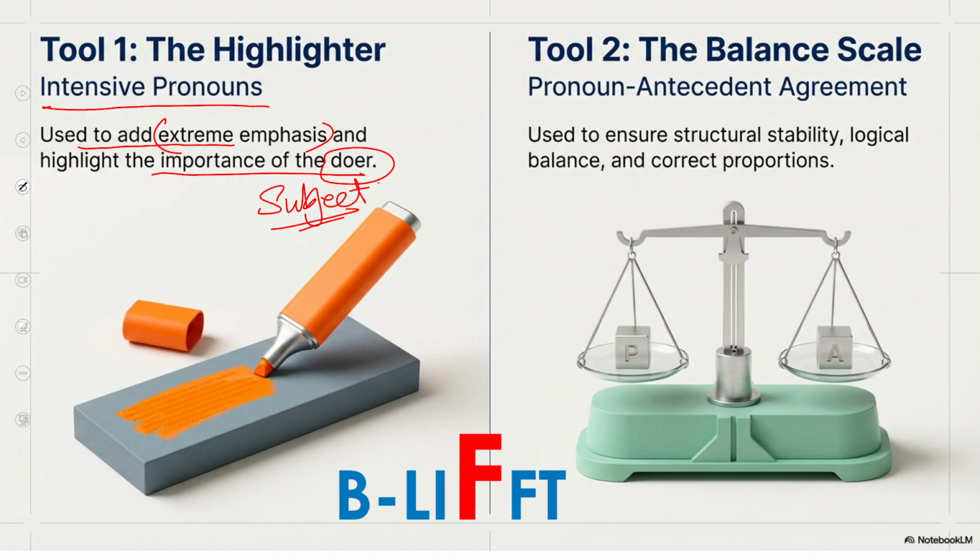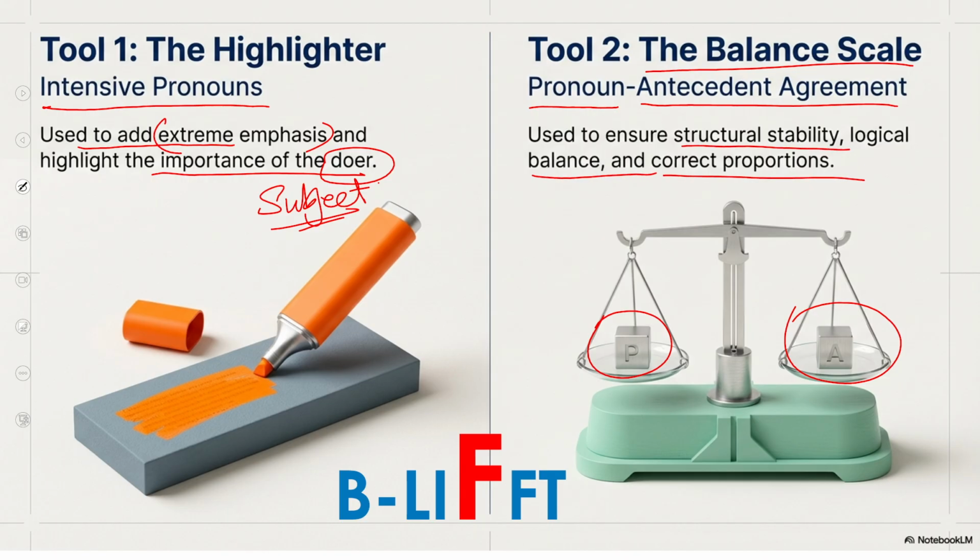On the other hand, tool number 2 is the balance scale. Balance scale means we should keep in mind pronoun-antecedent agreement. It means that whatever the pronoun, there should be an antecedent and it should agree. It is used to ensure structural stability, logical balance, and correct proportions. Yes, this is very important. We have to create a balance between the pronoun and its antecedent.